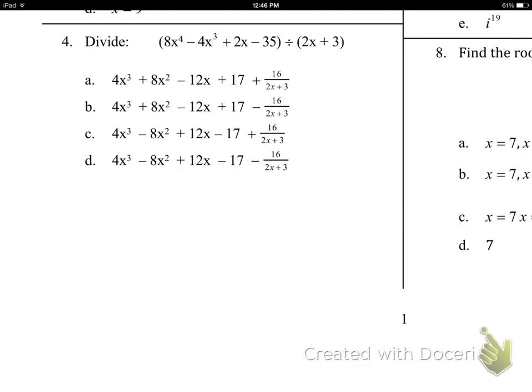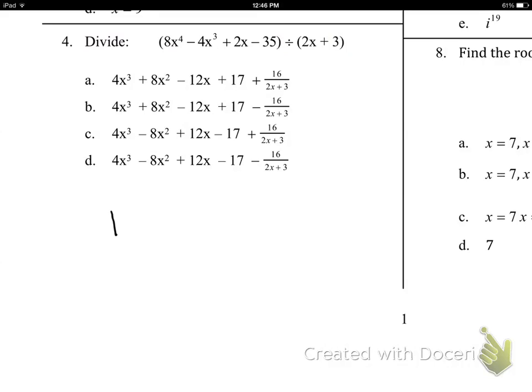On problem number 4, it's asking me to divide, and they give me two expressions. I need to divide 8x to the fourth minus 4x to the third plus 2x minus 35 divided by 2x plus 3. So therefore, I'm going to go and set up my division.